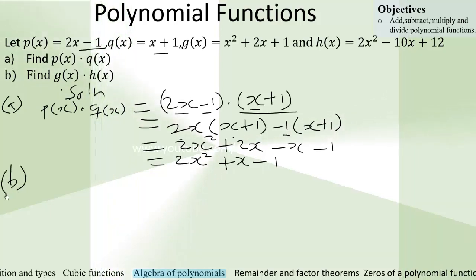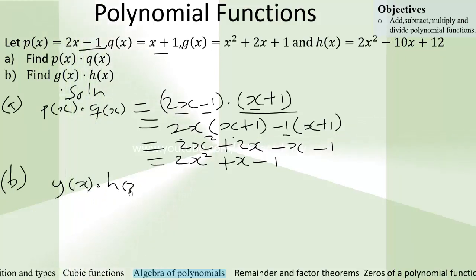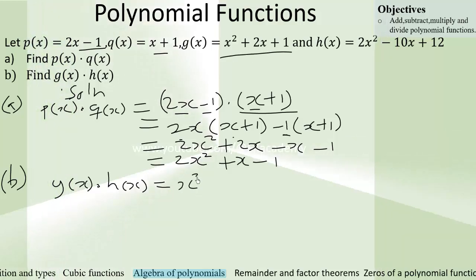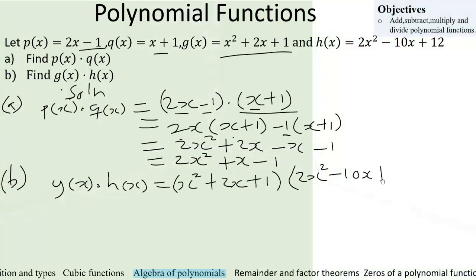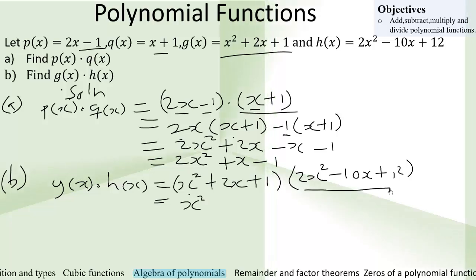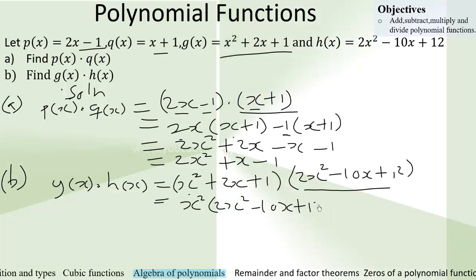Now let's talk about the b part, which is g of x times h of x. So g of x is x squared plus 2x plus 1, times 2x squared minus 10x plus 12. So we follow the same procedure. We use all the terms in the first bracket to multiply whatever is here. So 2x squared minus 10x plus 12.